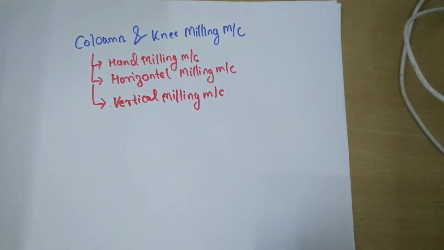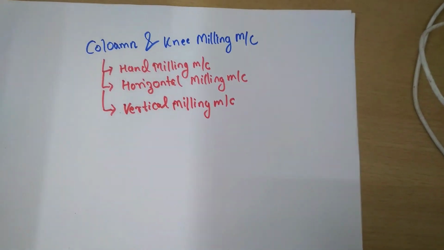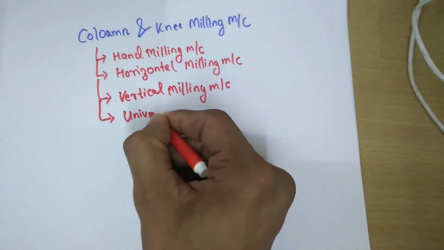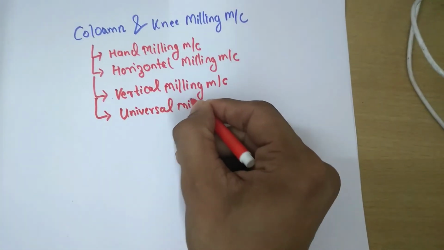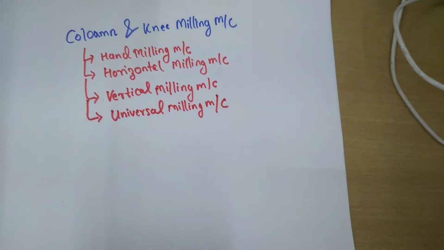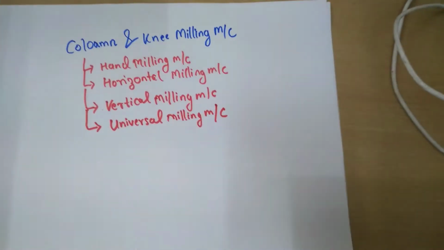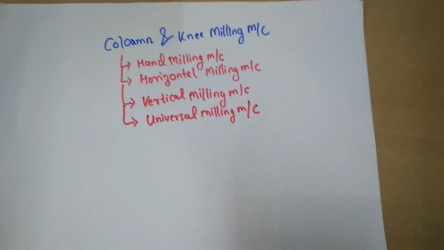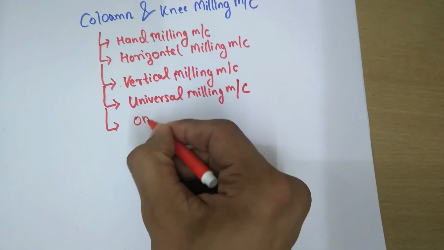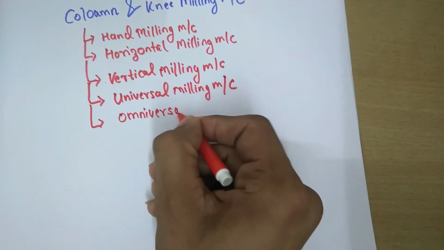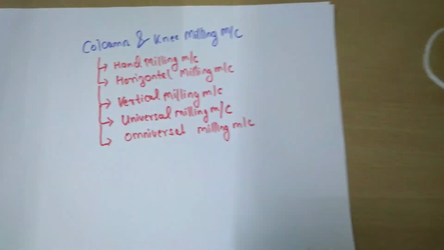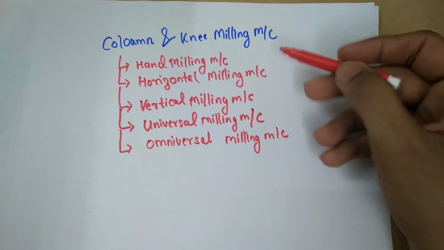In case of a vertical milling machine, the spindle is perpendicular to the shop floor or to the table. The fourth one is the universal milling machine. The universal milling machine is actually a modification of the horizontal milling machine, a special kind of horizontal milling machine where the table can be swiveled in each direction at 45 degrees. And the last one, the omniversal milling machine. So these are the categories into which we can divide column and knee milling machines.